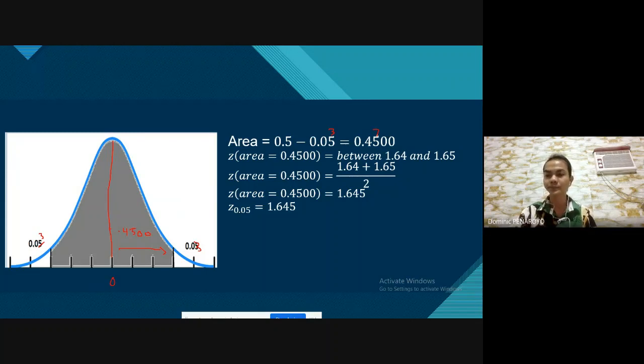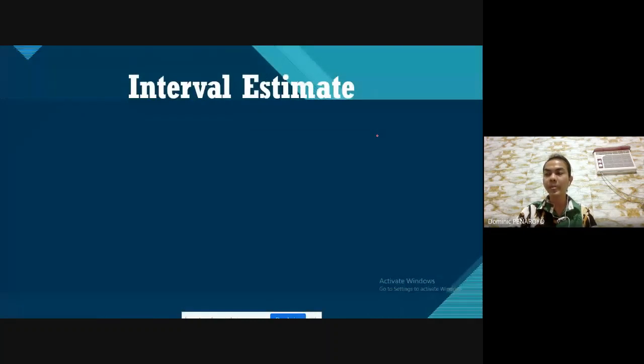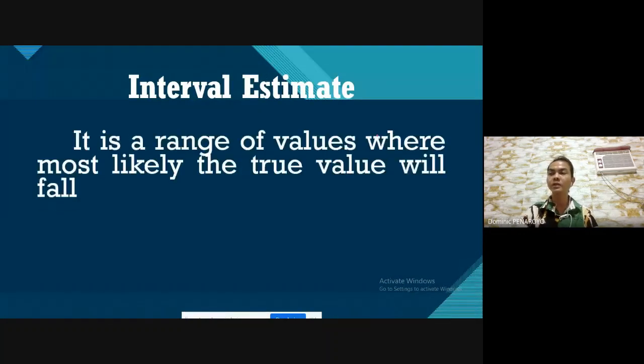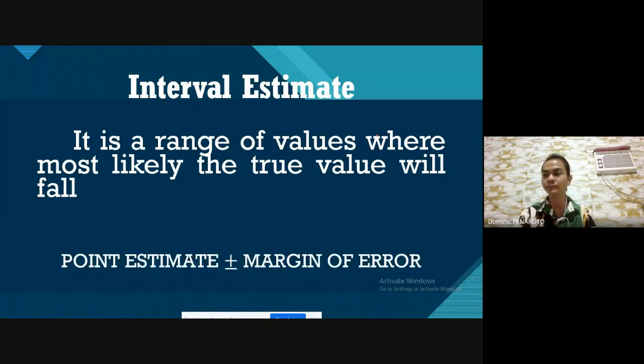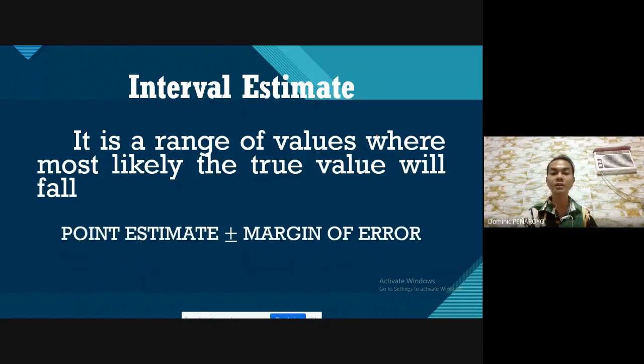Okay, next. Interval estimate. Interval estimate is a range of values where most likely the true value will fall. So we have here the formula: point estimate plus or minus margin of error. For the lower limit, we have point estimate minus margin of error. For the upper limit, we have point estimate plus margin of error.